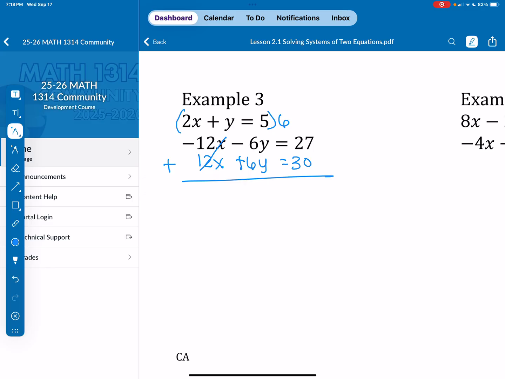Negative 6y plus positive 6y can't, oh, I didn't mean to do that, but Mama, can I have a snack?